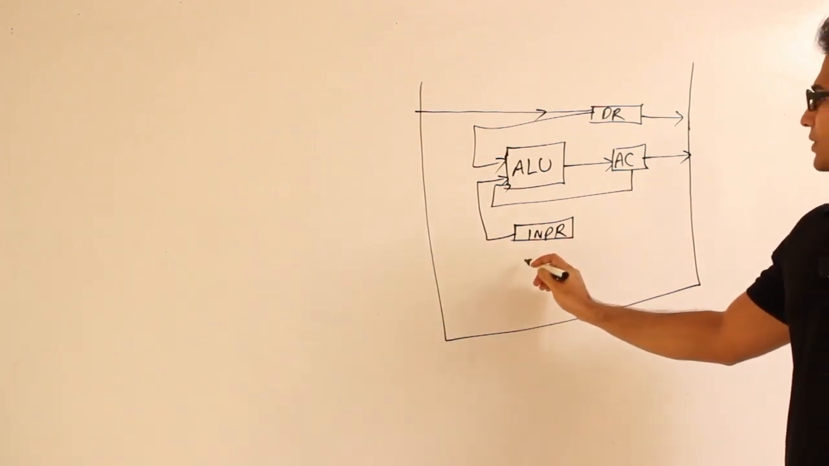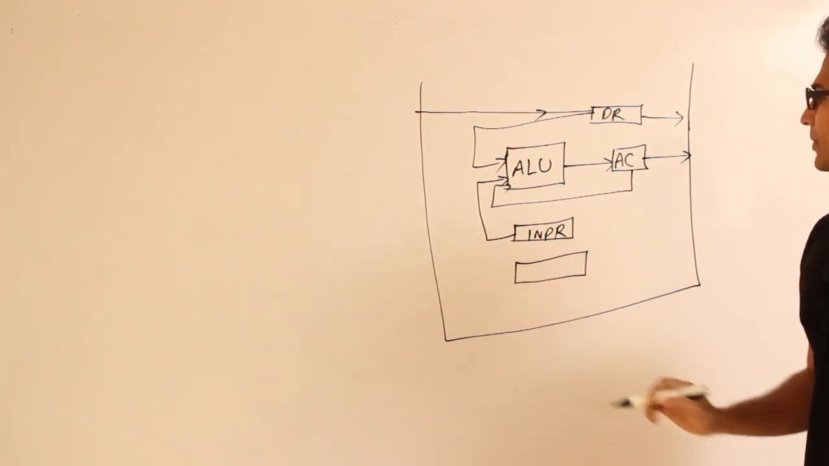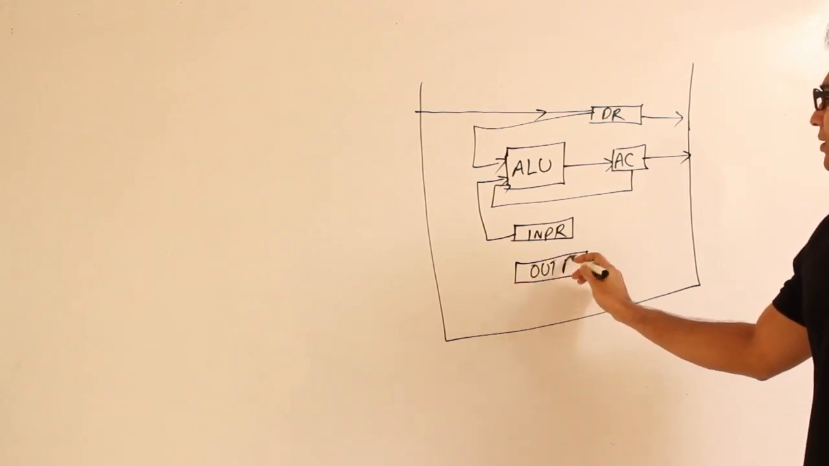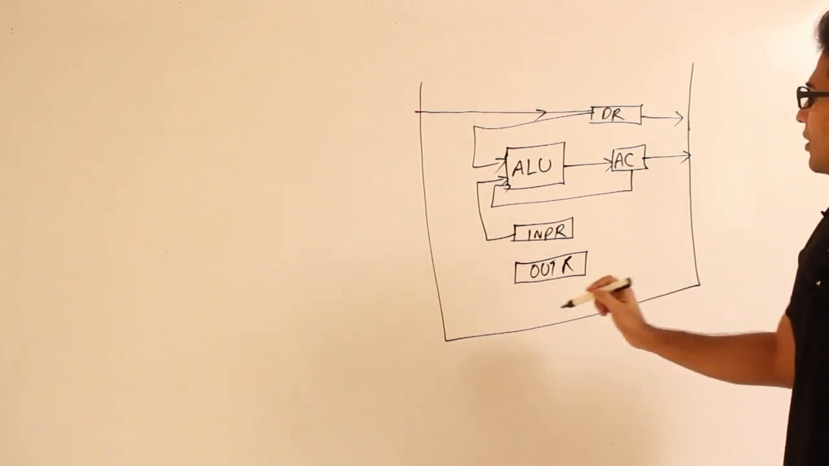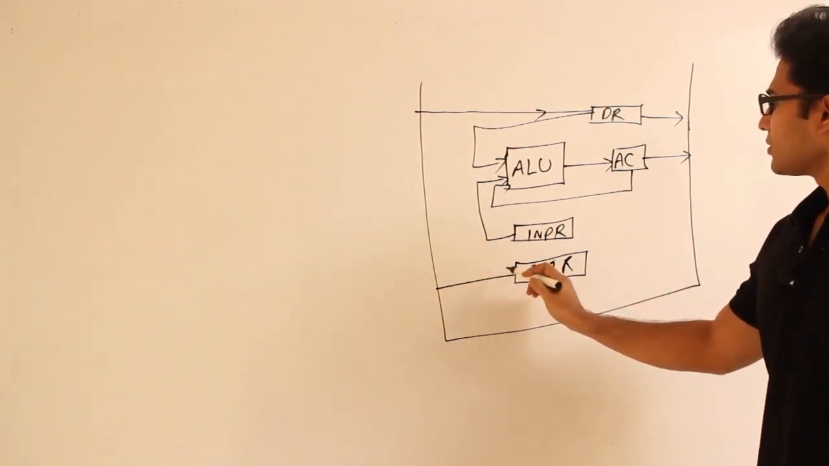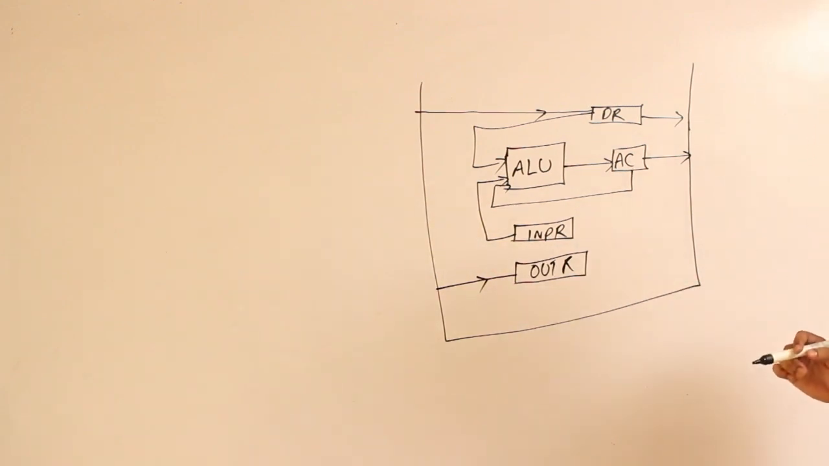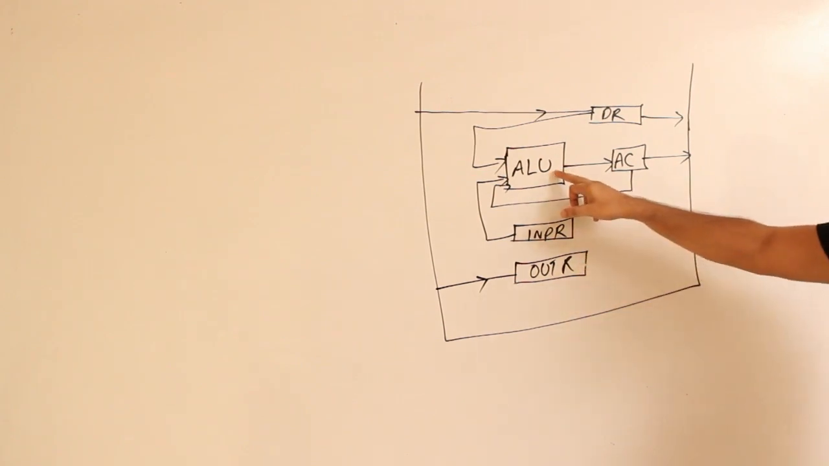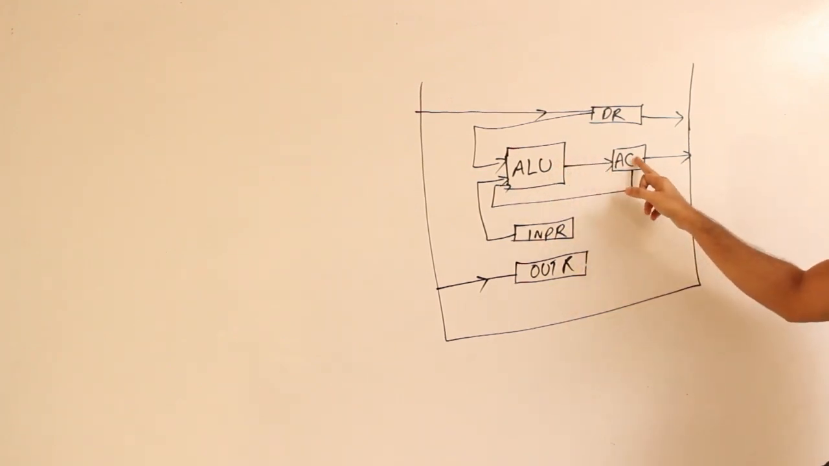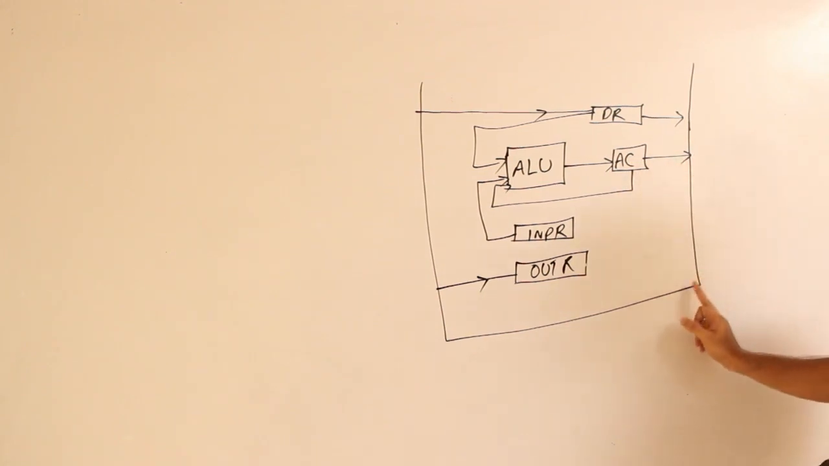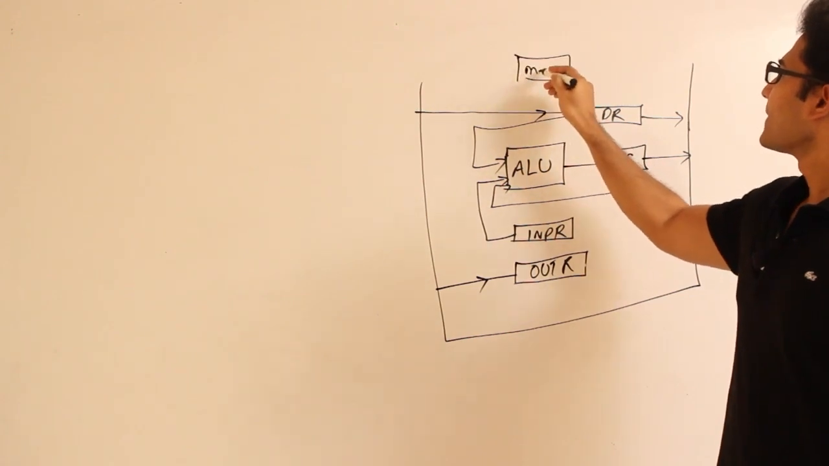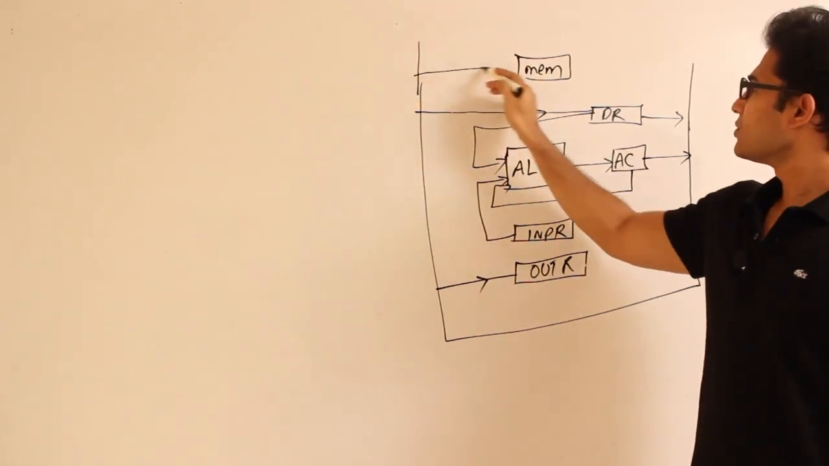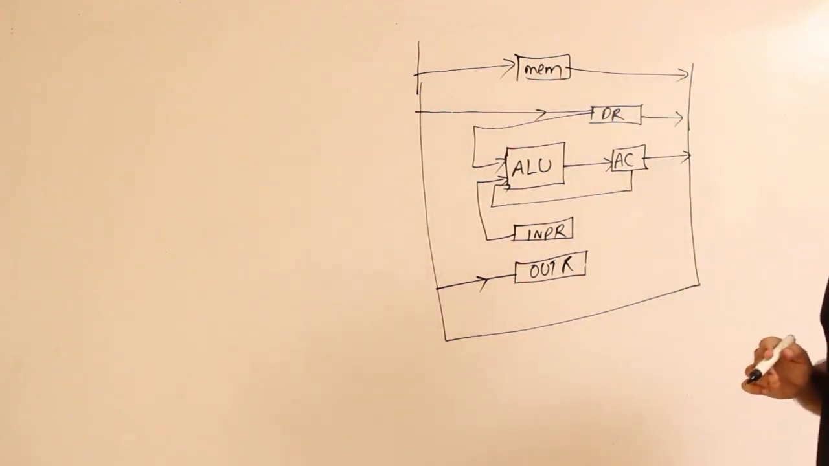And there is this output register, right? And output register is connected to ALU like this. So how is it connected to ALU? If you want to send anything onto the output register, you are supposed to send it to the ALU, and then ALU will send it to the accumulator. From accumulator through bus it has to come to output register. And then there is memory here. Memory is connected to the bus like this, right?